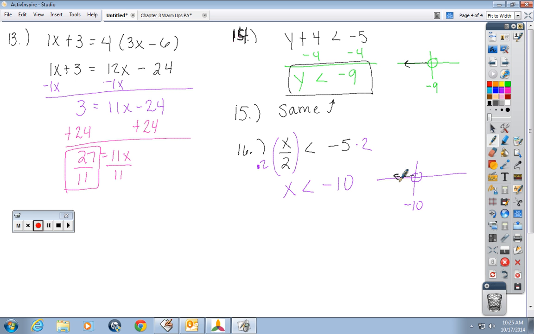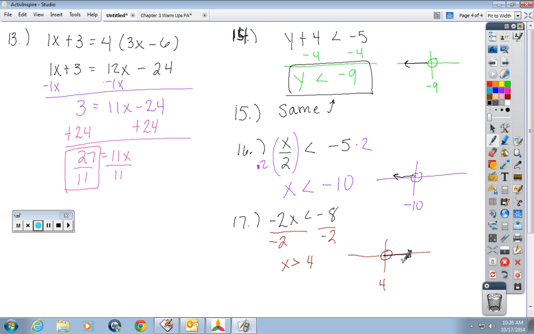Number 17. -2 times what is less than -8? What would I do to find the solution? Divide both sides by -2. Now, this is a negative coefficient. So when I have an inequality with a negative coefficient, I have to flip the sign. But -8 divided by -2 is +4. To graph that, it would be a hollow dot at 4 with an arrow to the right, meaning any number that is greater than 4 would make that statement true.